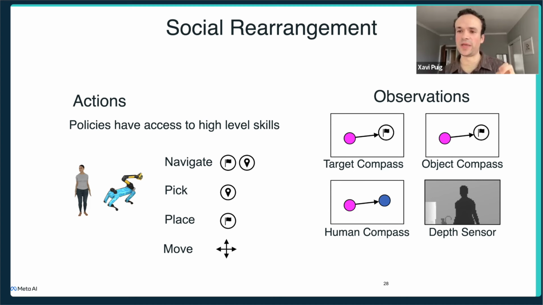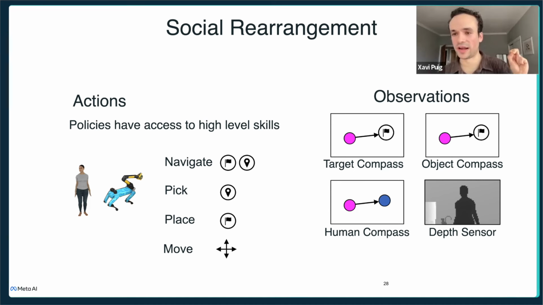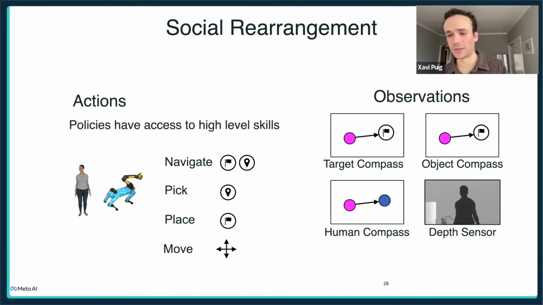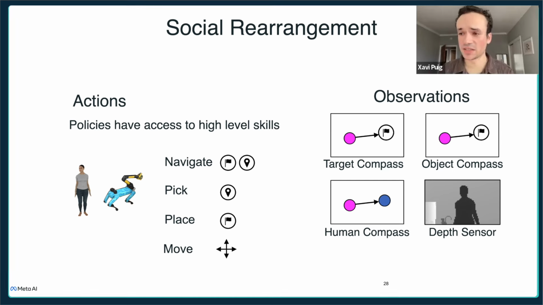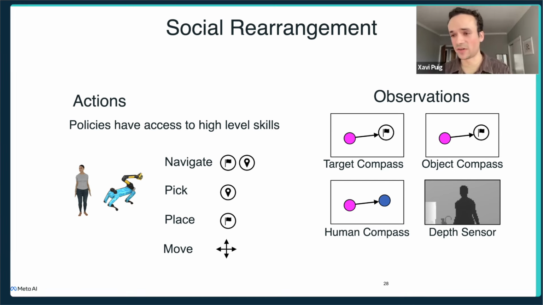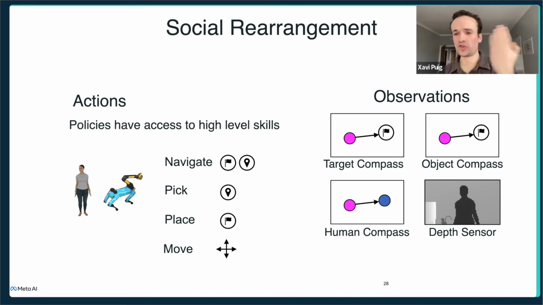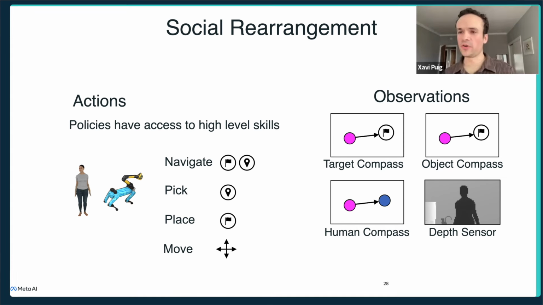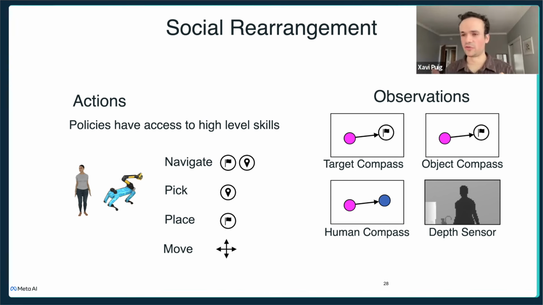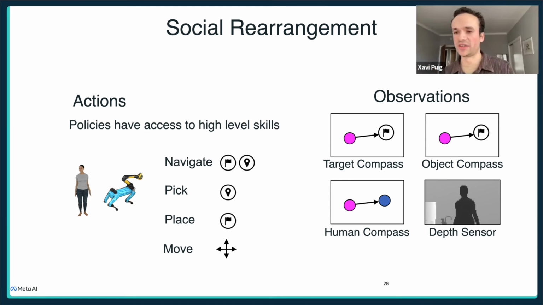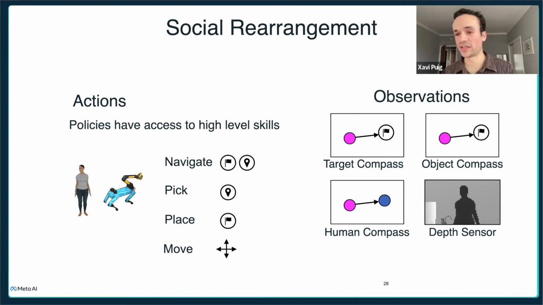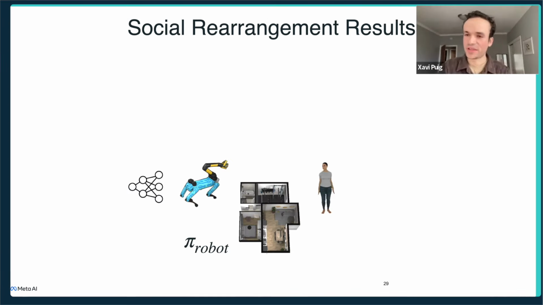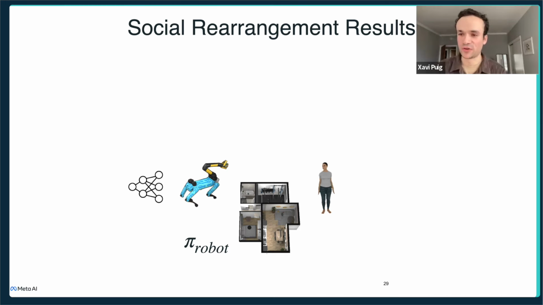And so in particular, it will be able to navigate to either the target objects in the scene or the target receptacles. It will be able to pick these objects, place the objects in a receptacle, and also at some points it will be allowed to move either forward or sideways to avoid colliding with the human. And so here, similar as before, the robot has a depth sensor and a compass sensor of where it is relative to the human, but we will also be measuring where the robot is relative to the target location and the two target objects. We have a robot that has to rearrange objects with different kinds of humans.